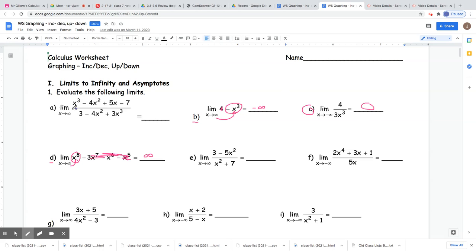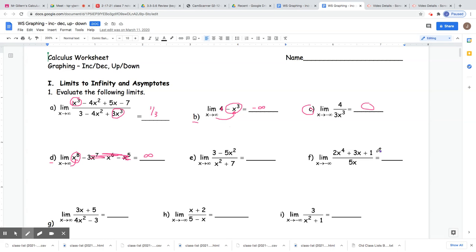If, like in A, you have a case where the degree on the top and the degree on the bottom are the same, both 3, you take the leading coefficients and just simplify them. That's a 1, that's a 3. The answer is just 1/3. That's all you have to do.